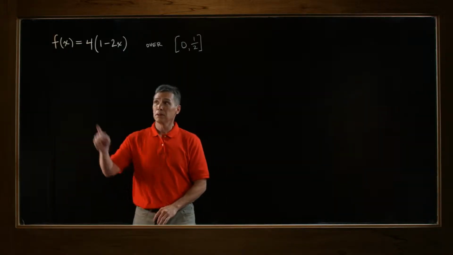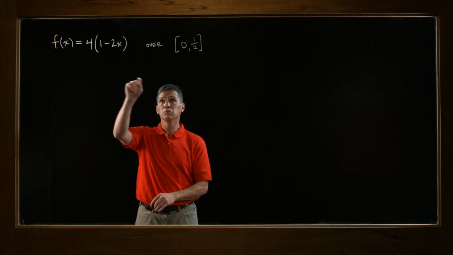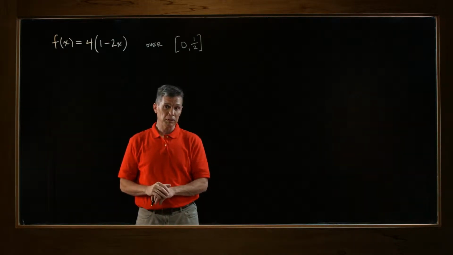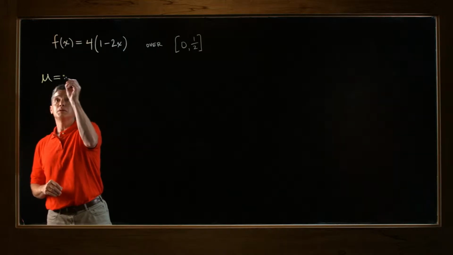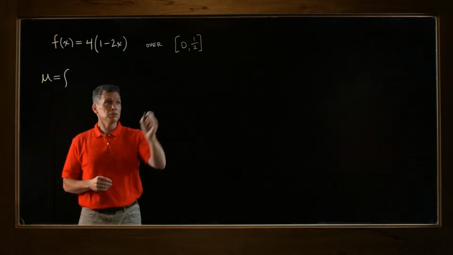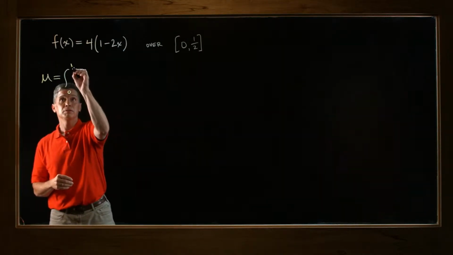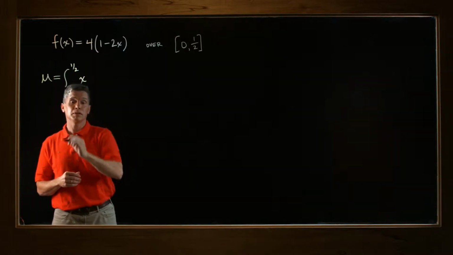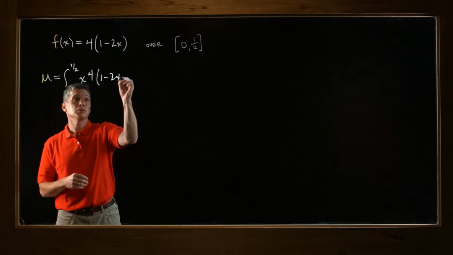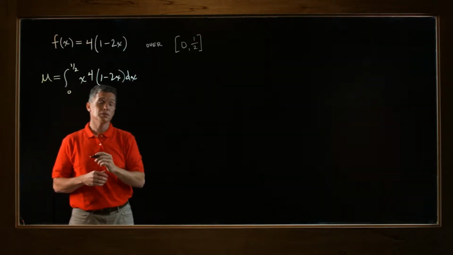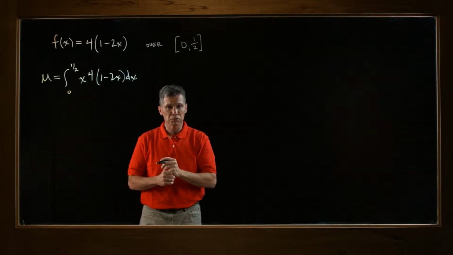Hi, I'm Pat Kelly. In this problem, they give us the probability distribution shown here, and we're asked to find the mean and the median. So for the mean, mu equals the integral from 0 to 1/2 of x times f of x, 4 times (1 minus 2x) dx in this case. It's following the formula for mean.